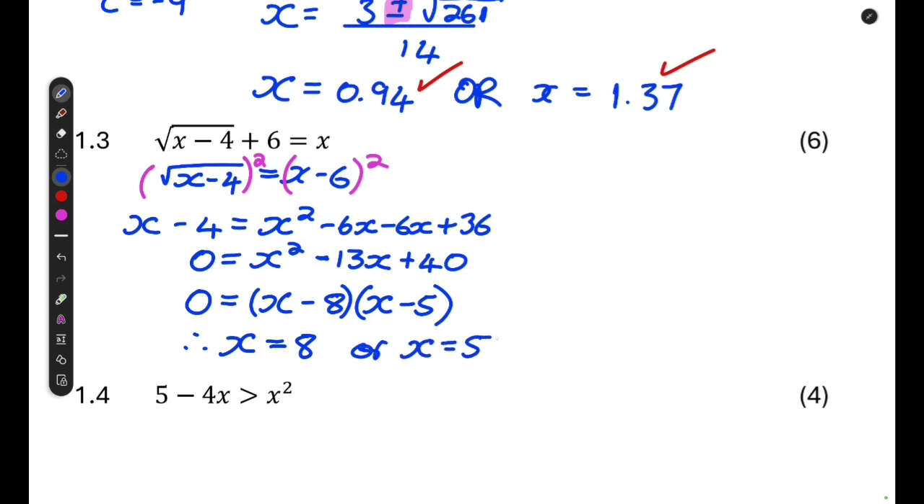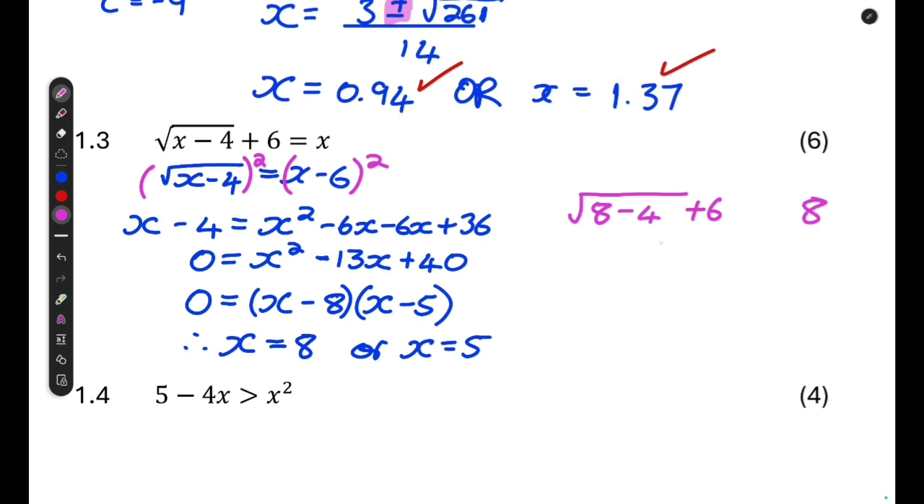Now, very important, now I have 5 out of the 6 marks, because the last one is for actually testing if this is true. Okay, so I am then just going to show you how I would test. So let's test the 8, and I would say, okay, the left-hand side is 8 minus 4 plus 6, and I'm checking if it is equal to 8 or not.